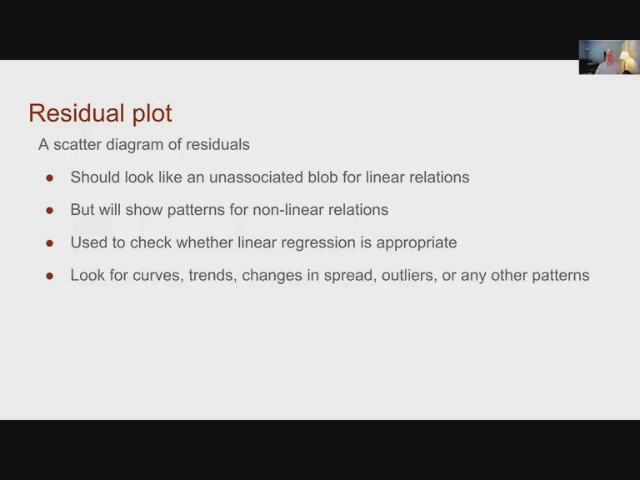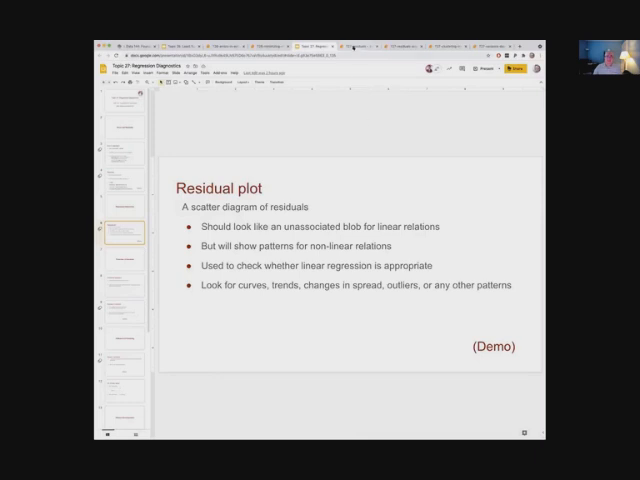And so what do you want to look for? You want to look for anything that has any curves associated to it, any changes, any trends. If you see it moving up, moving down, and then changes in spread. For some part of the data, are the errors more tightly clustered around 0? For other parts of the data, are they more spread out? Any outliers, and basically any other patterns that you see. And so let's actually take a look at an example where you might see some of that.